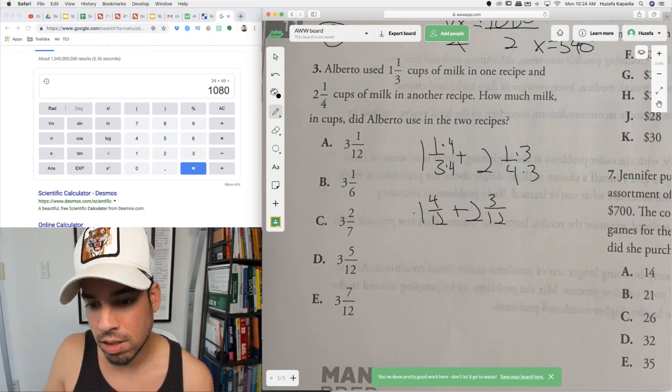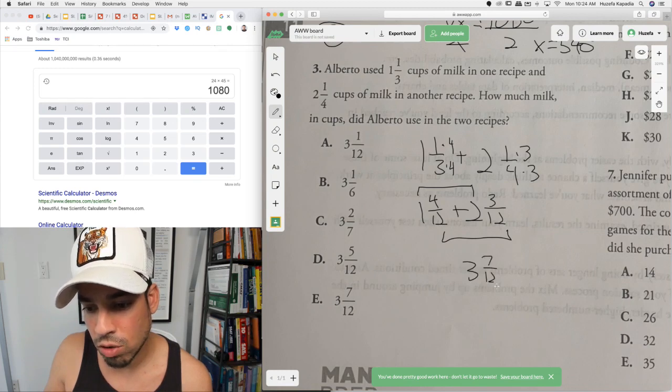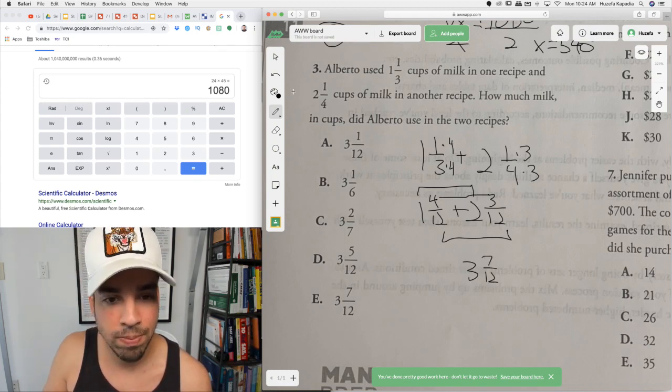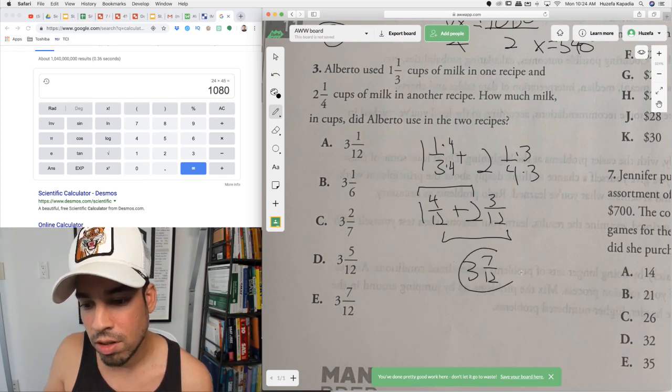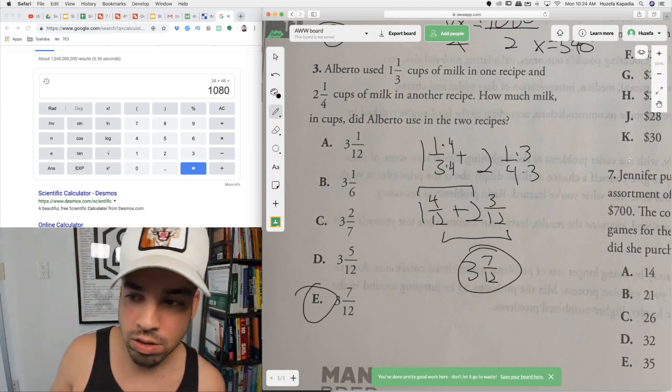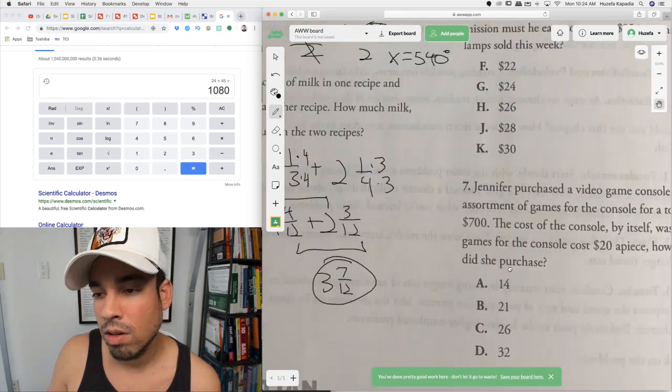And we've got, add the whole numbers, add the fractions, and we have 3 7/12. Right? We're only adding the numerators, never the denominators. 3 7/12. All right.